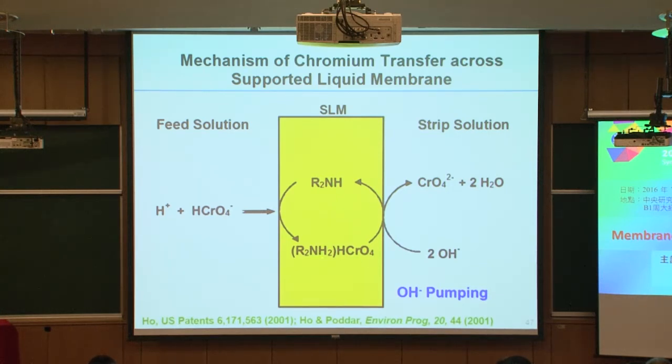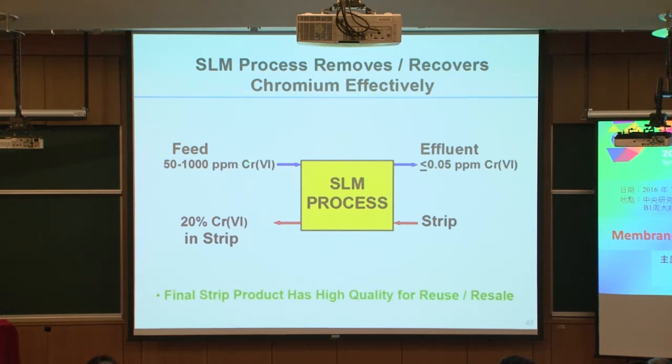From the complex, it then comes to the strip side. We use sodium hydroxide as a stripping agent, and because the hydroxide ion is a much stronger base than the amine, we can convert the chromic acid on this side to sodium chromate on that side. This is the so-called hydroxyl ion pumping to drive the separation. If wastewater contains even 50 to 1,000 ppm of hexavalent chromium, we can get down to 0.05 ppm, which is the drinking water standard.